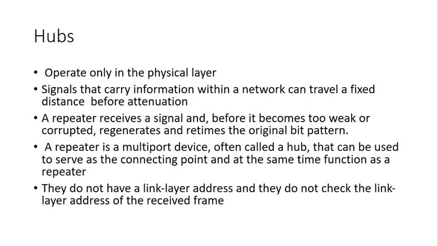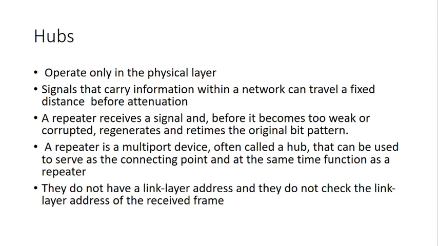In order to solve this problem, repeaters are usually brought in. Let's see what a repeater does. A repeater receives a signal, and before it becomes too weak or corrupted, it regenerates and retains the original bit pattern. Then the repeater sends the refreshed signal. So this repeater tries to solve the problem of attenuation.